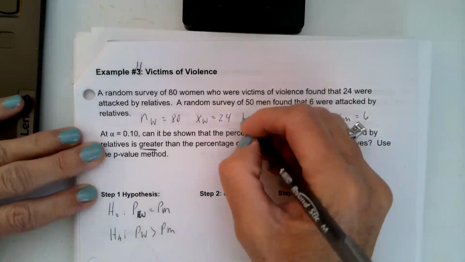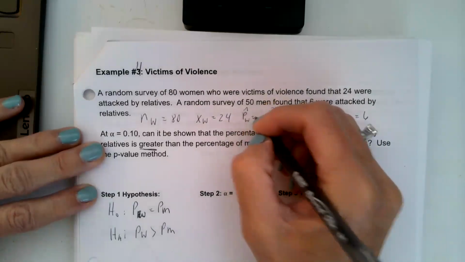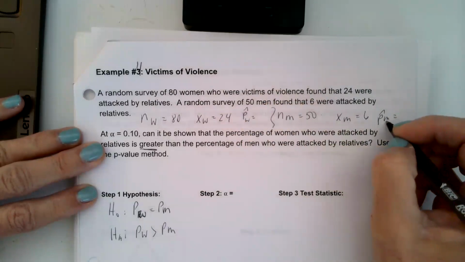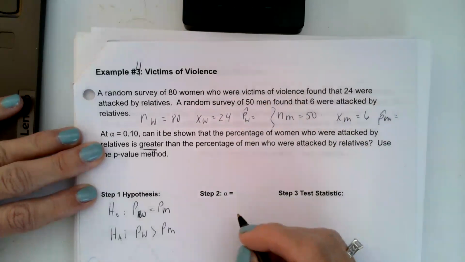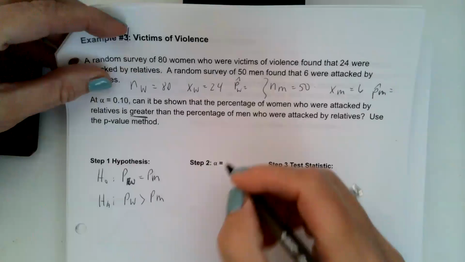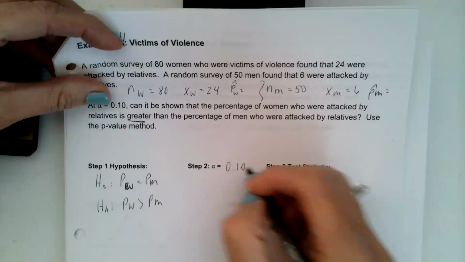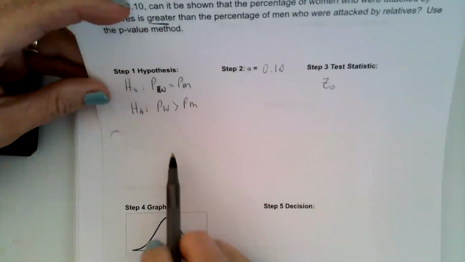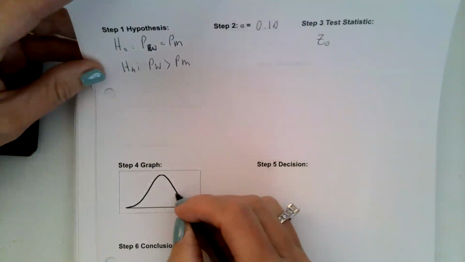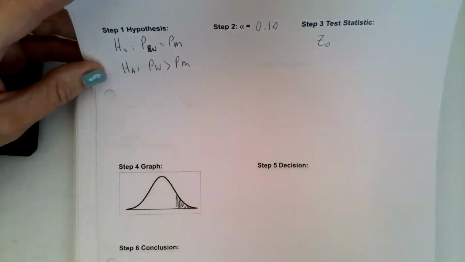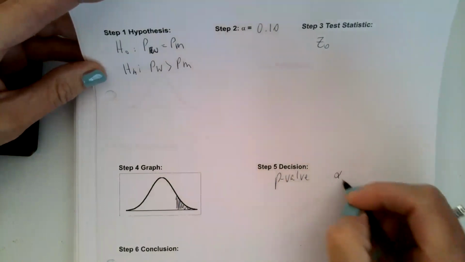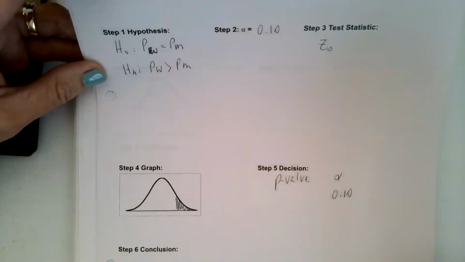So my P hat for the women, we've got to find that, and then my P hat for the men. Okay, our alpha we're going to use is 0.10, and then we're going to find our test statistic. And because it's a greater than, we're going to go ahead and get our picture started down here. And then we're going to get prepared that we're going to compare our p-value to our alpha, which is 0.10.